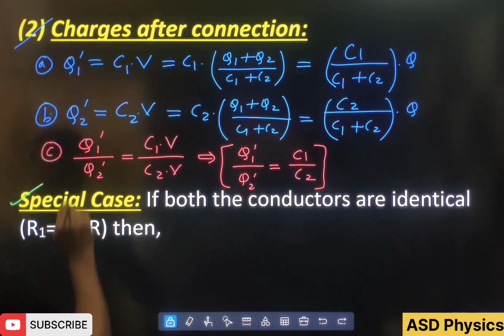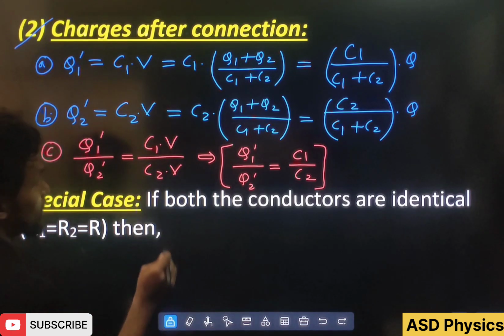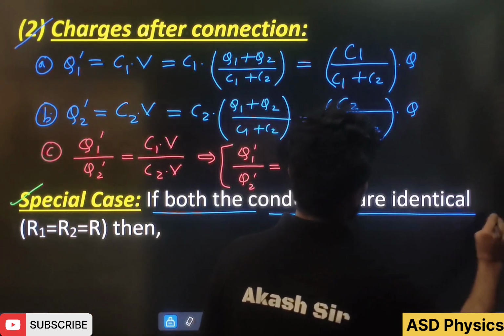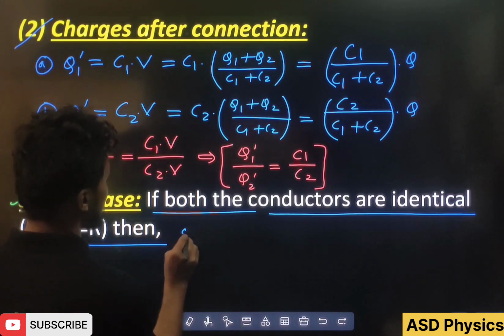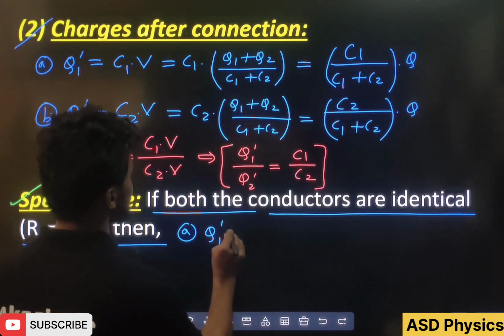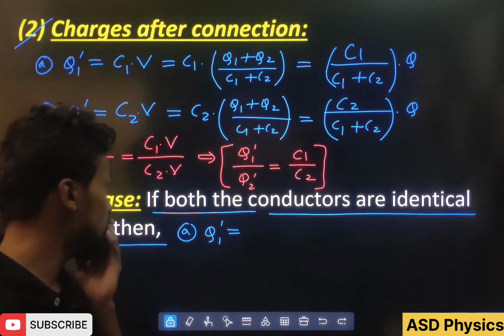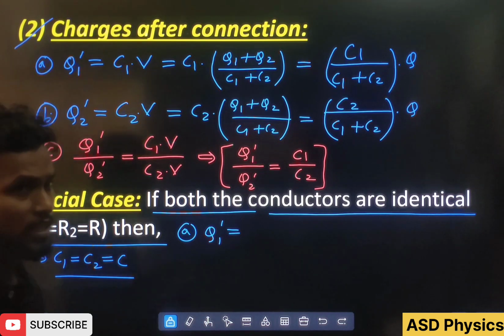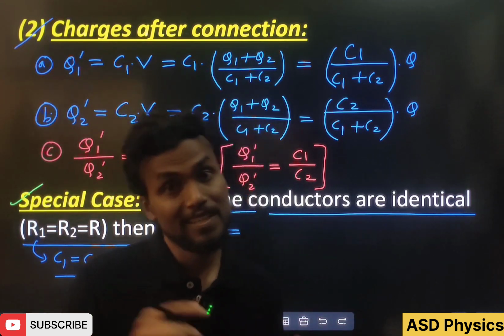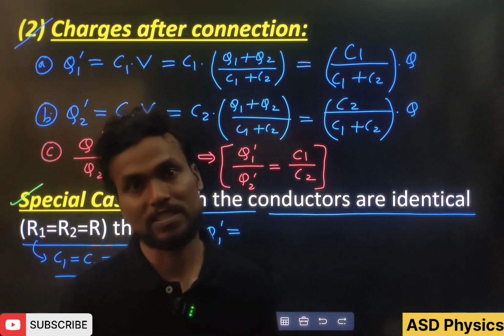Now, one important special case is there, even we used to learn in electrostatics also. What is the special case? If both the conductors are identical in shape, then R1 equal to R2 equal to R. Identical conductor means R1 equal to R2 equal to R. That means the capacitance also, C1 equal to C2 equal to C, because capacitance depends upon the radius. If the radius is the same, then capacitance will also be the same.